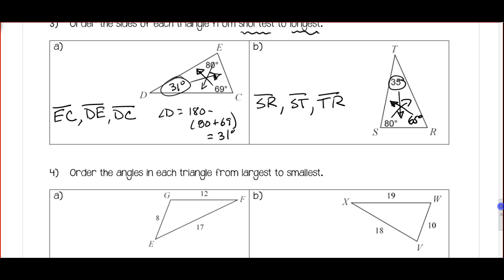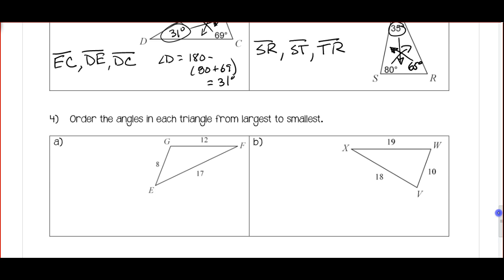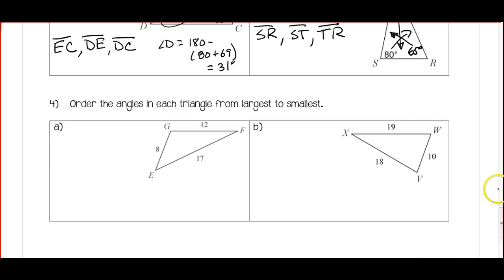Okay, so for number 4, we want to order the angles, but this time from largest to smallest. So we're going to be looking for the longest side first and the shortest side last. So the longest side here is 17, so that means that the largest angle is going to be angle G. The next largest side is 12, so that means that angle E will be the next largest, and then the smallest angle will be angle F.